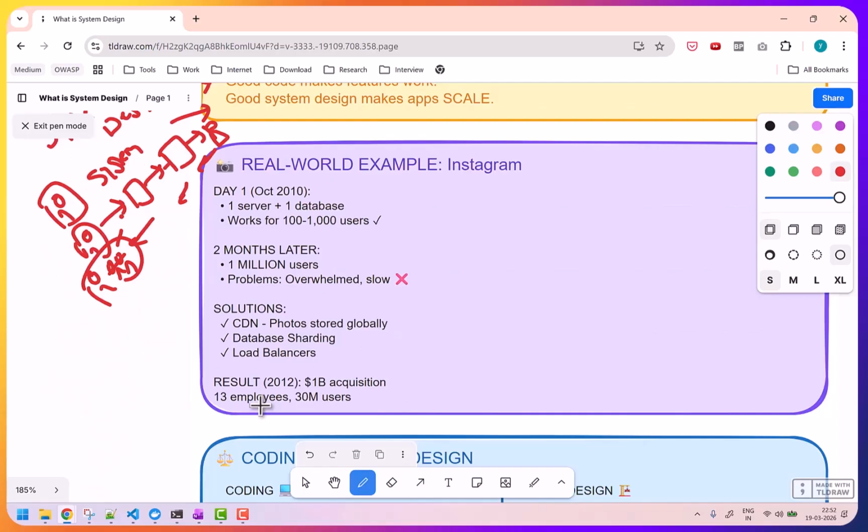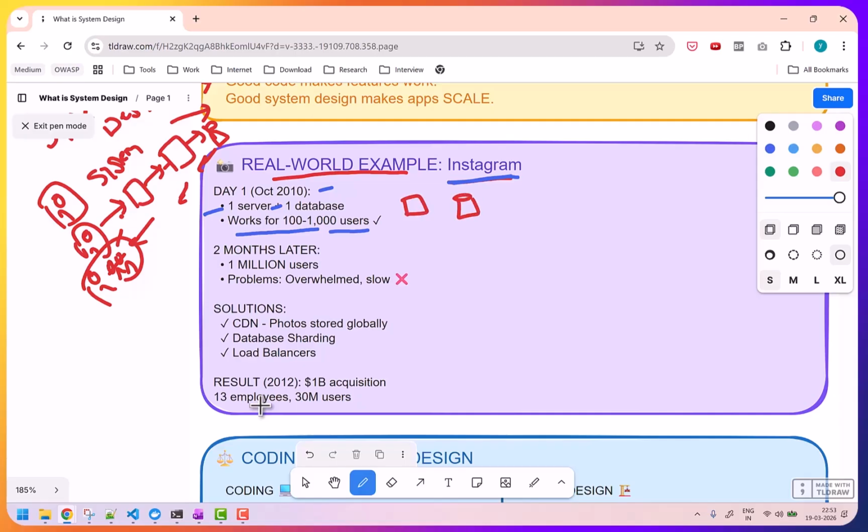Now let's consider a real world example of system design. This is the best example in the history of system design: Instagram. So let me tell you a story that perfectly illustrates what system design is all about. That is the story of Instagram. In October 2010, Instagram started. They had one server and one database, and it worked efficiently for 100 to 1000 users.